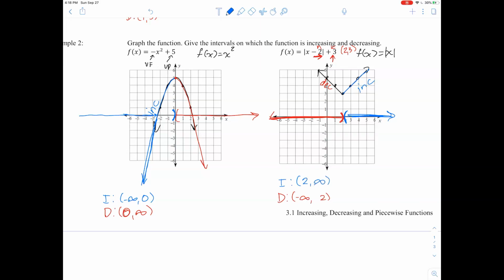Okay. So you're either going to have to remember how to graph things or get out Desmos and just graph it. Use Desmos to graph it. Or use your graphing calculator to graph it.